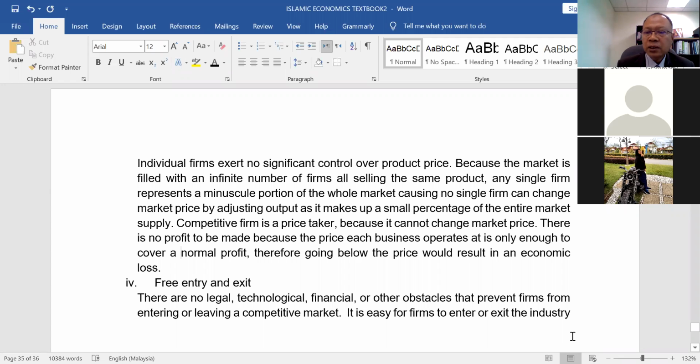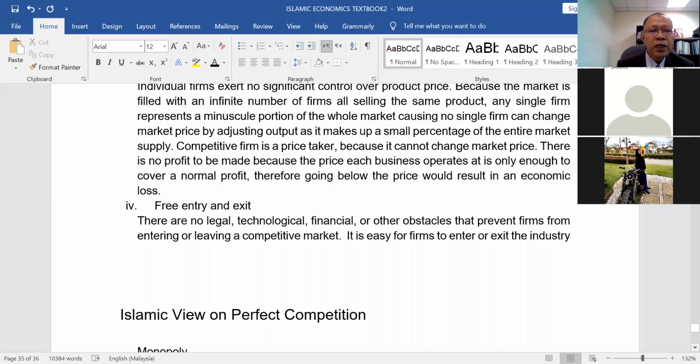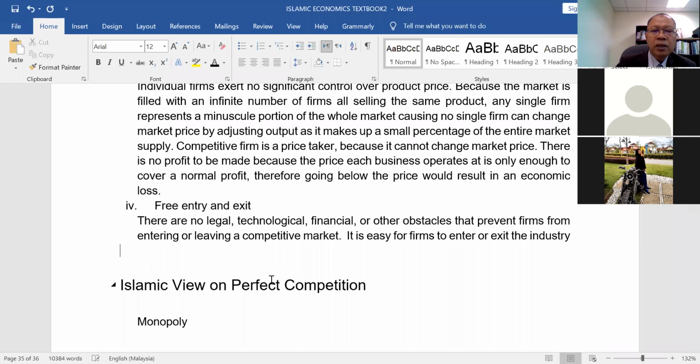Characteristic number four, free market: free entry and exit. This means there are no legal, technological, financial, or other obstacles that prevent firms from entering or leaving the market. So it's easy for firms to enter or exit the perfectly competitive market.